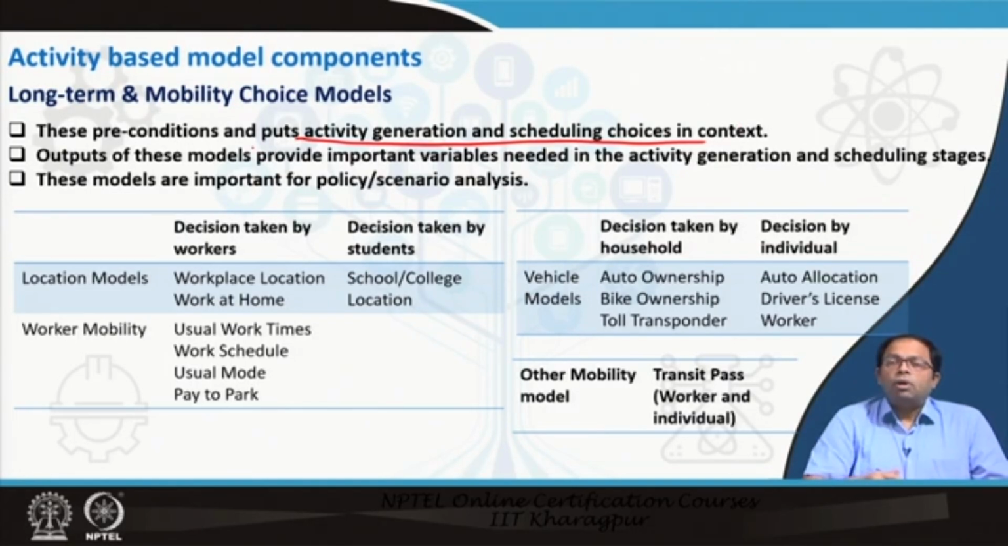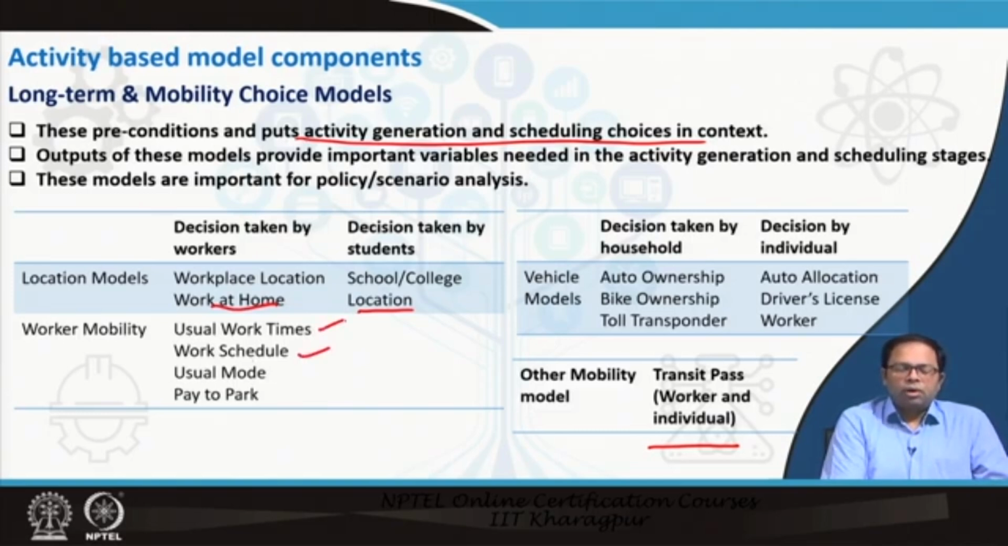Precondition means what cars the household has. That means, does the household own a transit pass? What is his workplace location? What is his school location? Does he work at home? When does he go to work? What is his schedule for work? What is his usual mode for work? Does he get to park for pay over there? So, this kind of system, does he avail it?